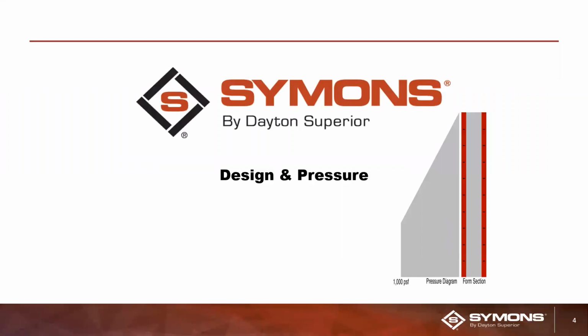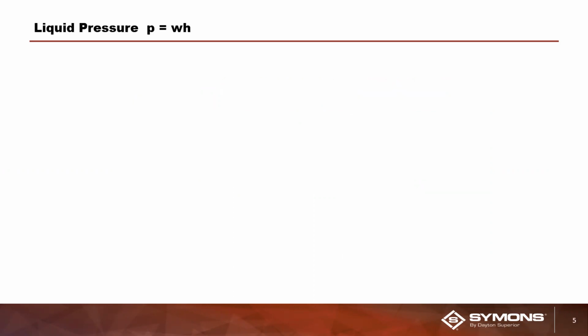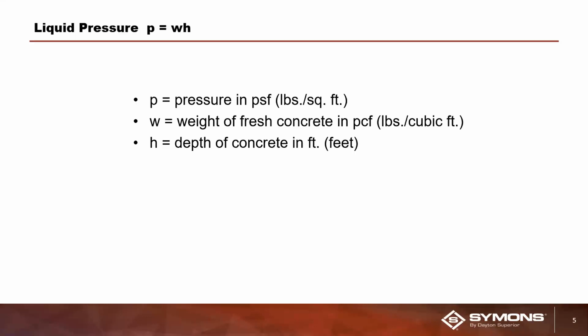We are going to talk about concrete form pressure. Concrete, typically when it's placed, is a liquid and therefore puts out a pressure onto the form. That pressure is typically calculated with the equation P equals WH, where pressure is in pounds per square foot, W is the weight of the fresh placed concrete, times H, the height of the concrete pour.